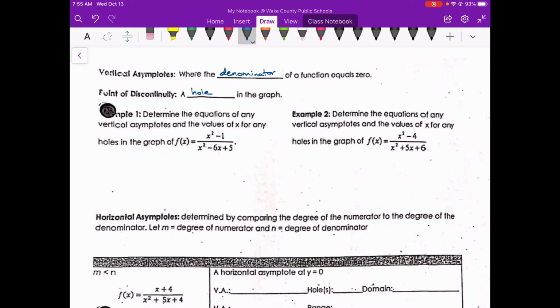A point of discontinuity is just one point that you don't use, not an entire line. We call those holes, and I'll talk a little bit about where those come from here in a second.